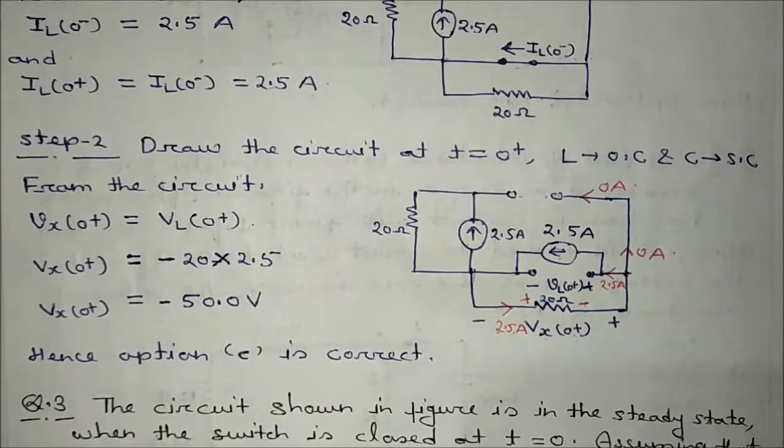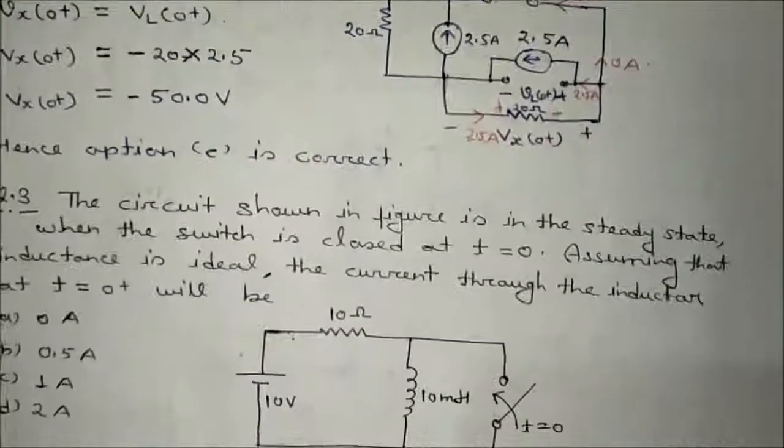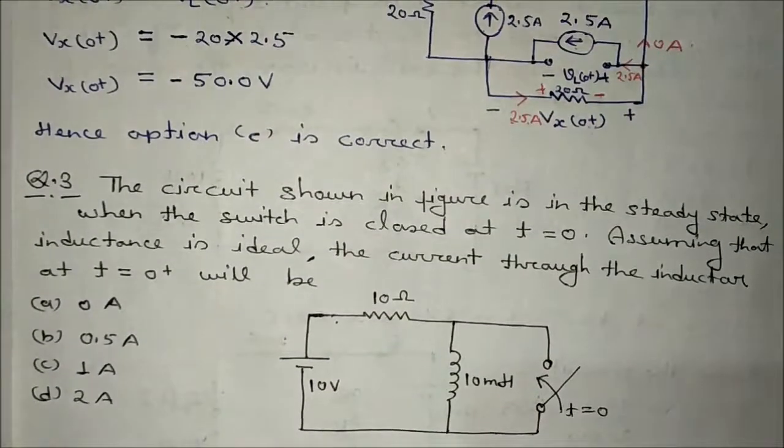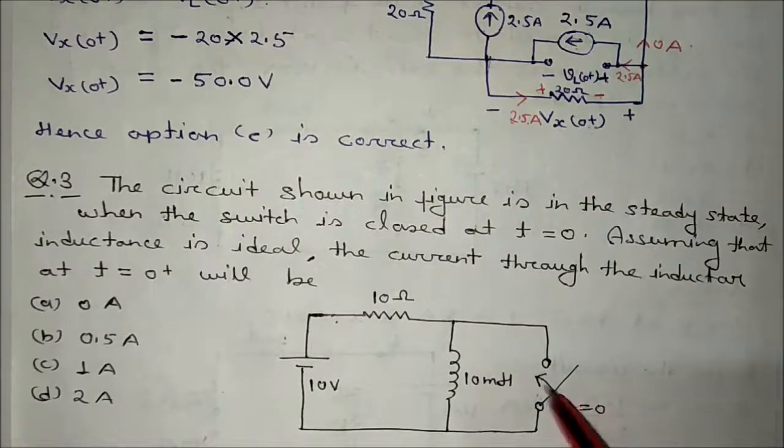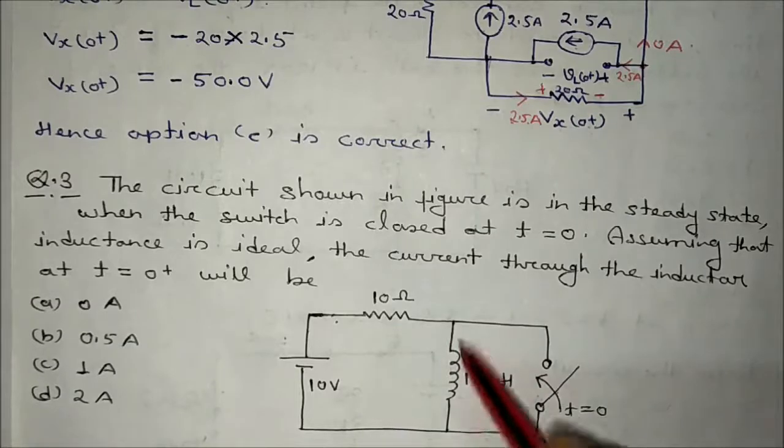Okay. Now the next problem is what? In the circuit shown in figure, it is in the steady state when the switch is closed at t equal to 0. Assuming that the inductance is ideal, the current through the inductor at t equal to 0 plus will be, you see, step 1: at t equal to 0 minus, this switch is open. L behaves like a short circuit.